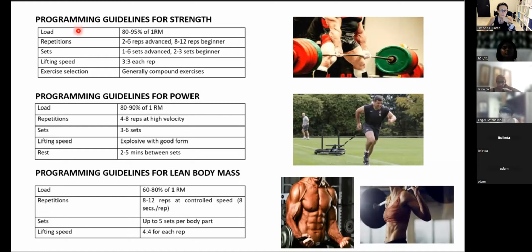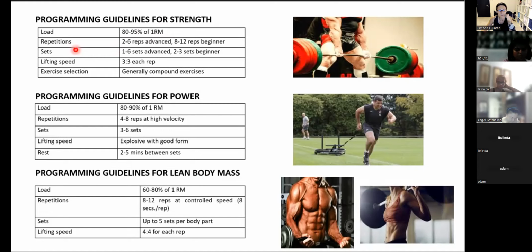So this is the very general guideline. The load usually is up to 95% of the 1 RM. That means 1 repetition max. And we will calculate this together. We go through together how we can actually find this number out.